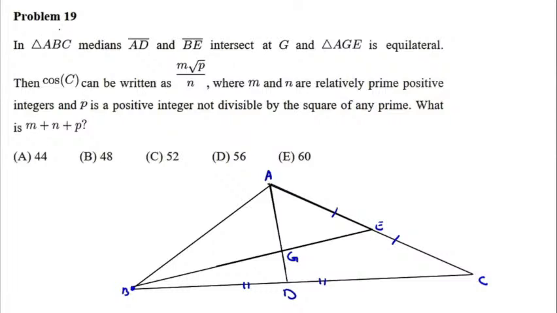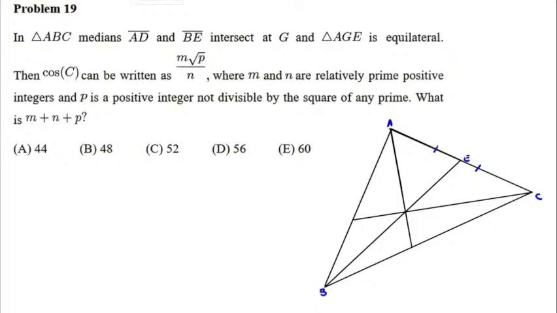2022 AMC 12B problem number 19. In triangle ABC, medians AD and BE intersect at G. We call it the centroid, the intersection of medians. And triangle AGE is equilateral. Because it says AGE is equilateral, it's better to draw this figure. And here we have AD, BE, and we can also draw this one, for example, F. Then it asks, what is cos C?